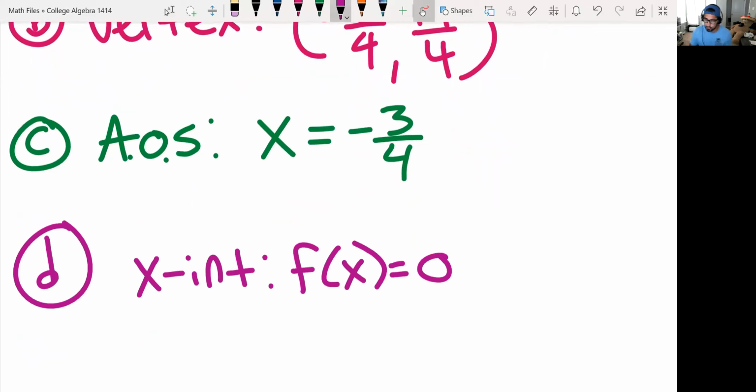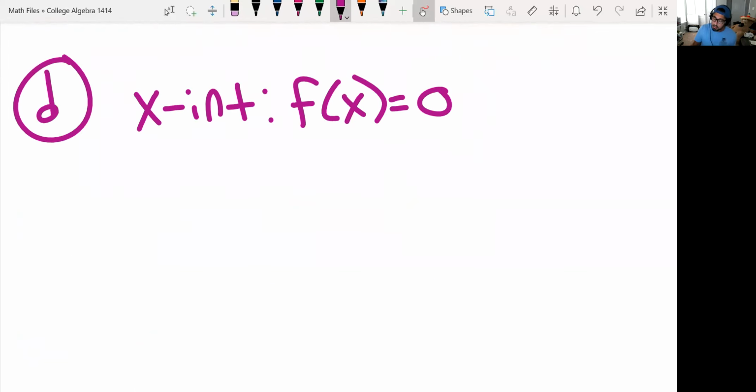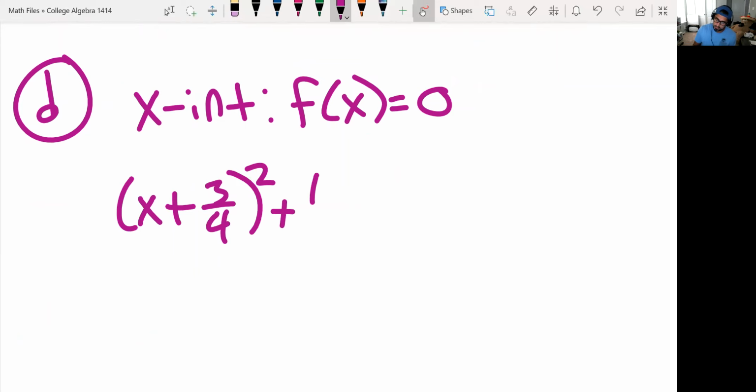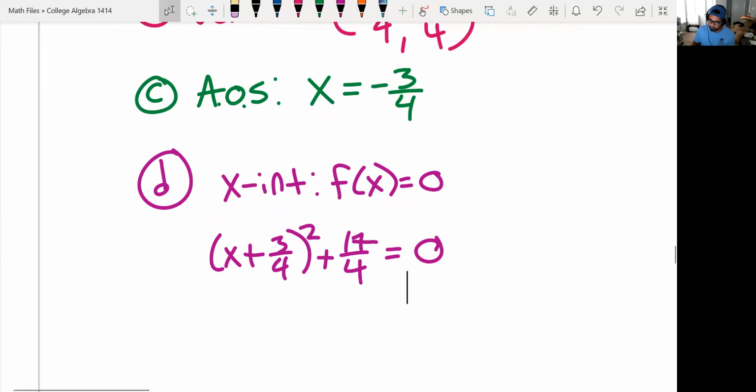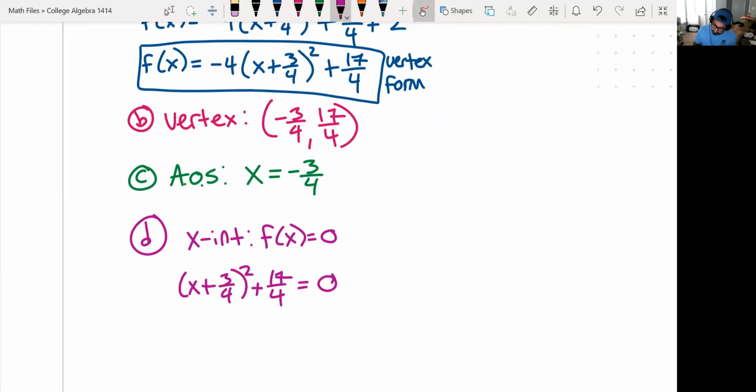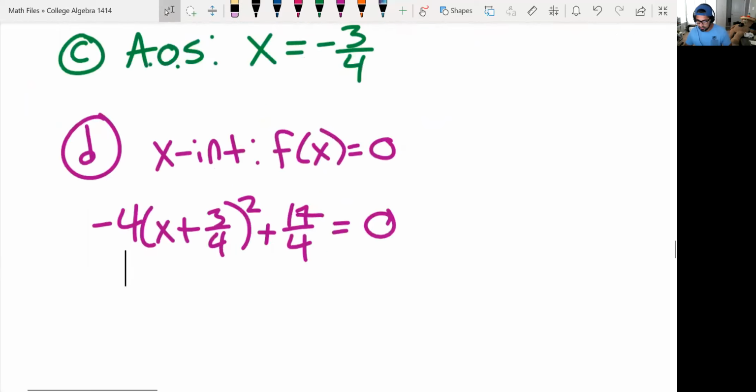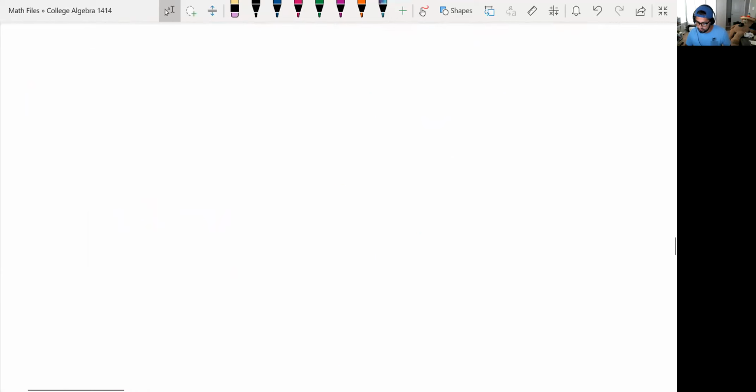X intercept is f of x equals 0. So we get, what do they have? -4 times x plus 3/4 squared plus 17/4 equals 0, right? Is that the right formula? Oh, -4. Don't forget that. So I'm setting that equal to 0, and we're going to solve. First thing, I wrote it down right? Yes. Okay.